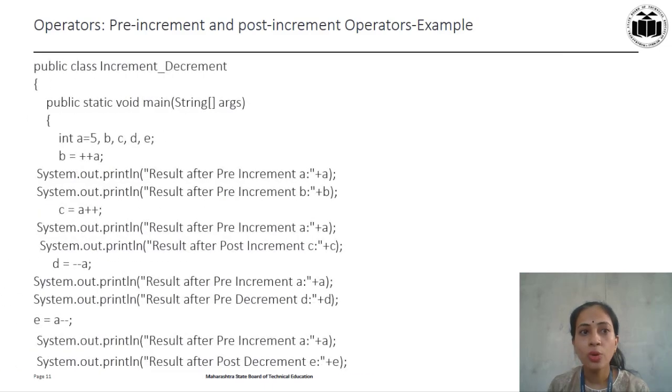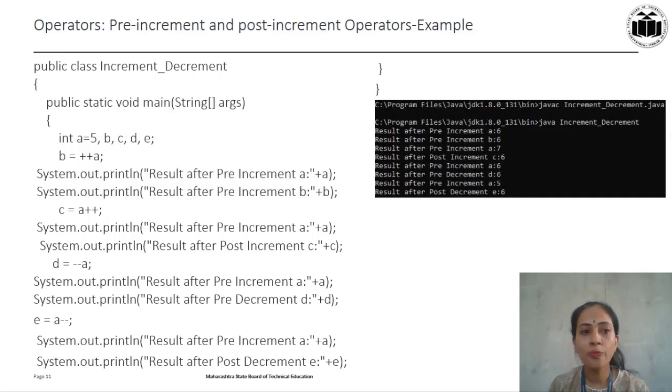So this is how pre-increment and post-increment operators are evaluated. Here I have declared 5 variables a, b, c, d, e and I have assigned 5 to variable a. I have performed b = ++a. After executing this, the value of b becomes 6 and a also becomes 6. Now after that I have performed c = a++. After the result of this post-increment, a is 7 and c is 6. So in this way, you can perform pre-increment and post-increment operators.